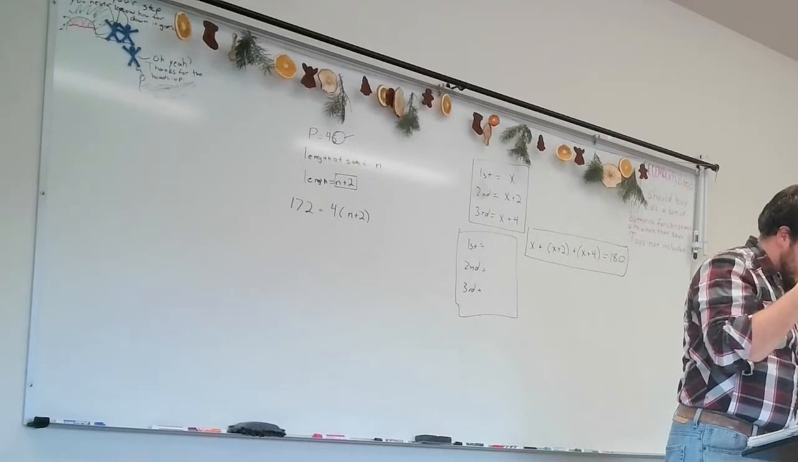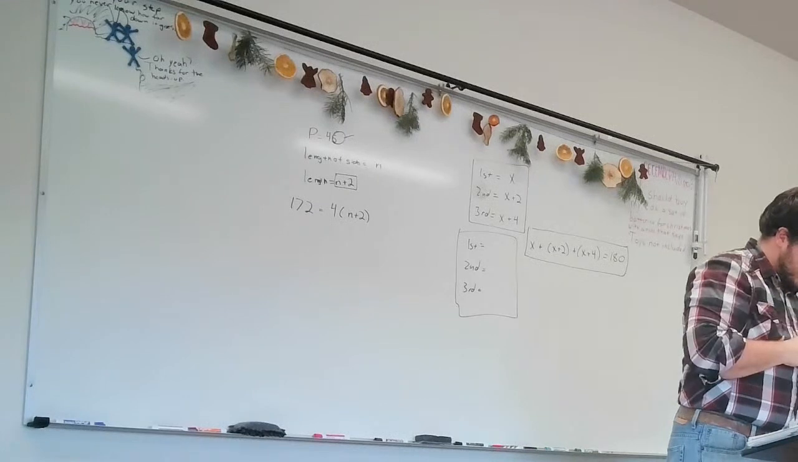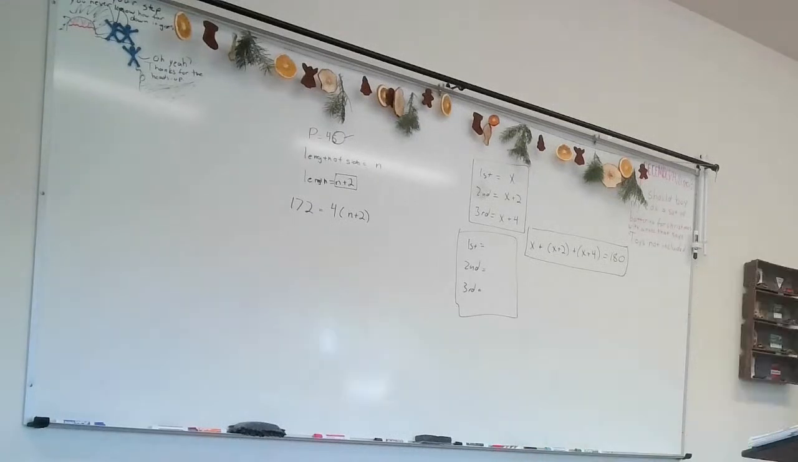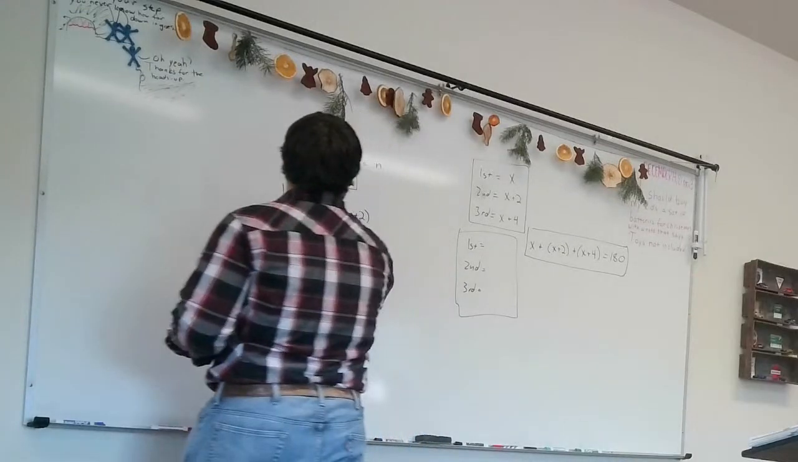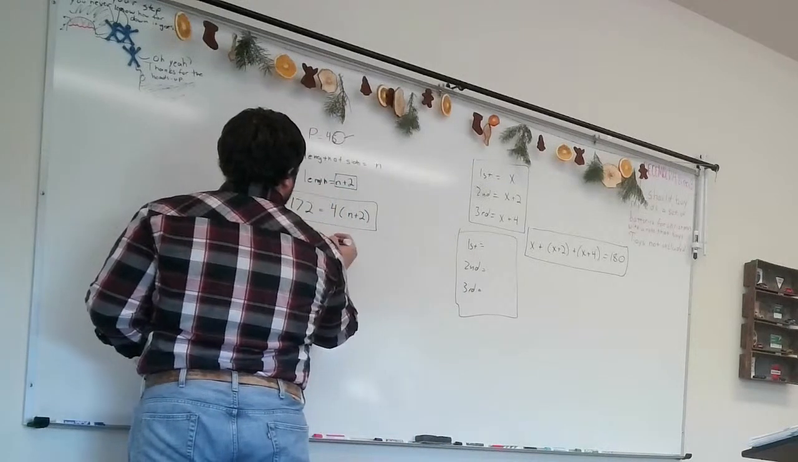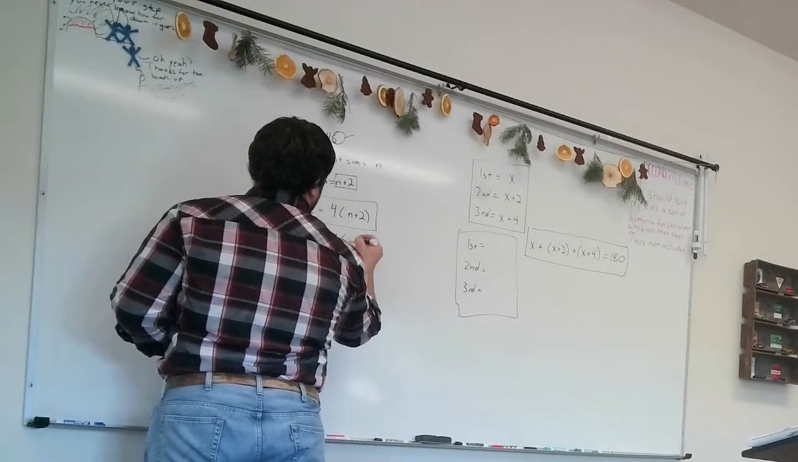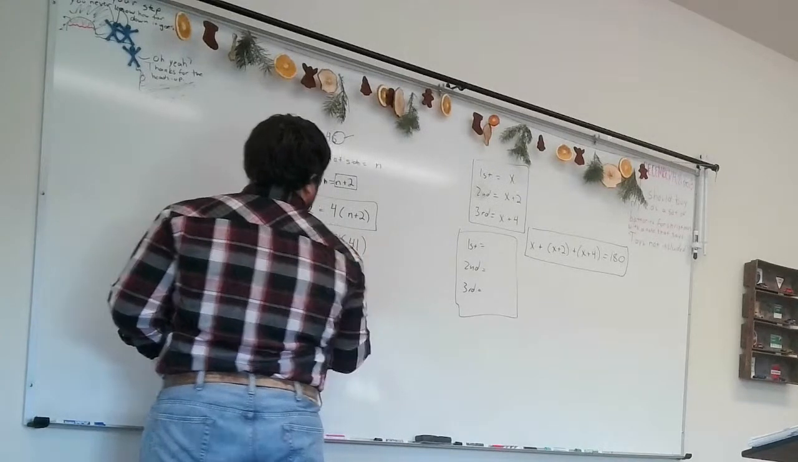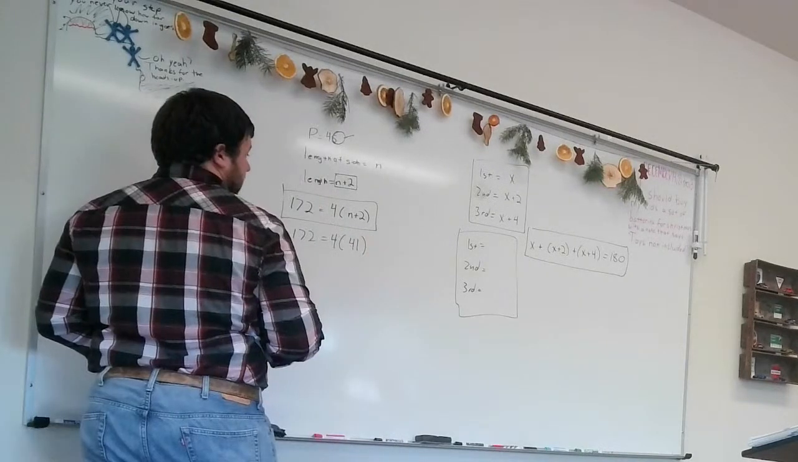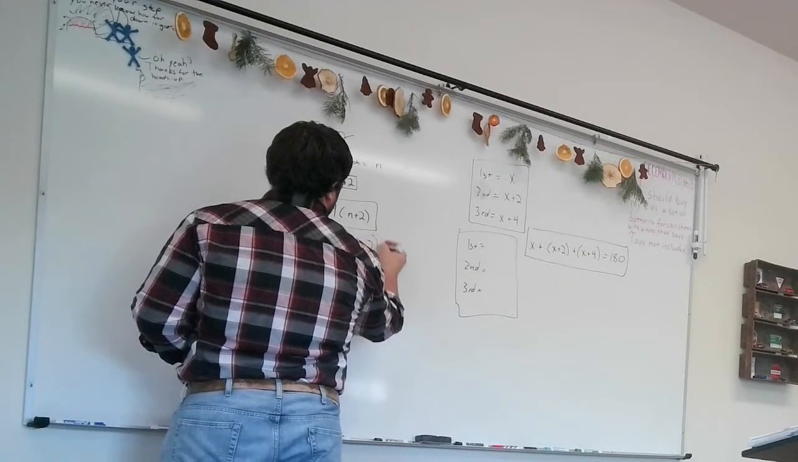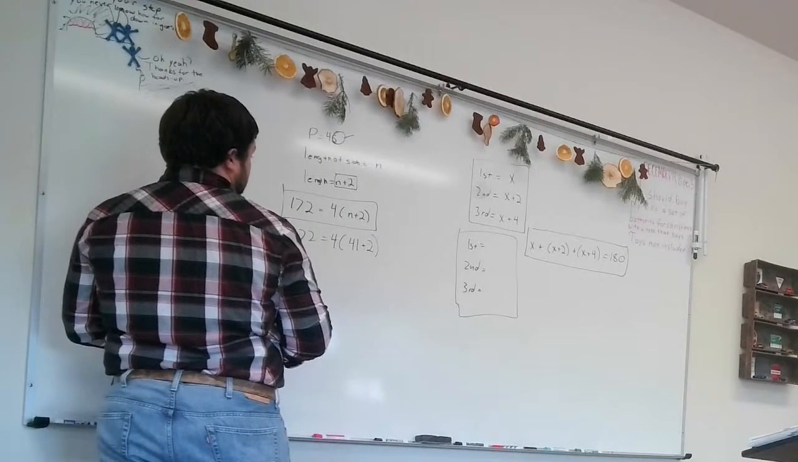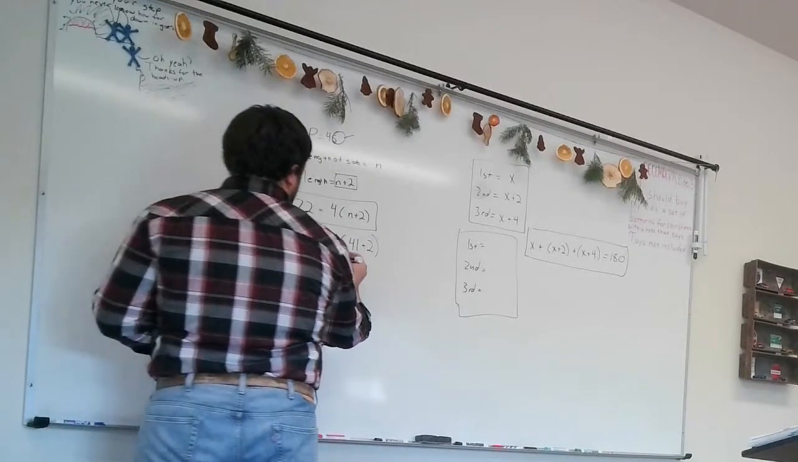How do you check it then? I came out with 41, but how do you check? I want to see the setup of your equation. 172 equals 4 times 41. Yeah, that has to be 41 plus 2, because the number we're using is n plus 2. That's correct. It comes out to 164 plus 8.